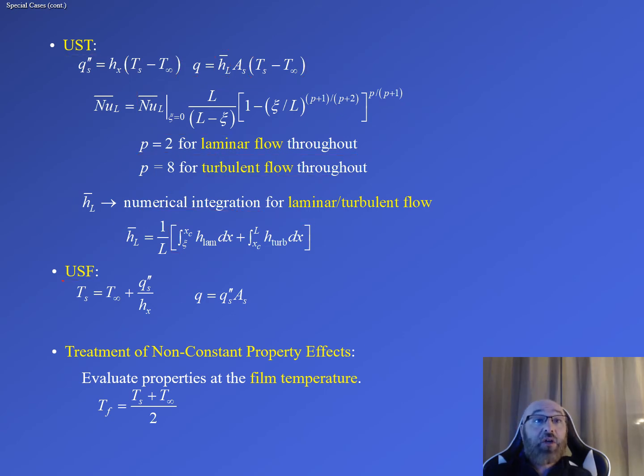So now let's take a look at our USF, our uniform surface flux. So we still have the following relationships, that our surface temperature T sub s is equal to T infinity plus our surface flux, or Qs double prime, all over hx, and our q, our heat transfer rate, is equal to our surface heat flux times our area. So these are all things that we've seen before, just recalling those relationships there when we're dealing with our uniform surface flux. Now, if we want to talk about the treatment of our non-constant property effects, we can evaluate the properties at our film temperature, and we recall a relationship for our film temperature that T sub f is equal to T sub s plus T infinity over 2.